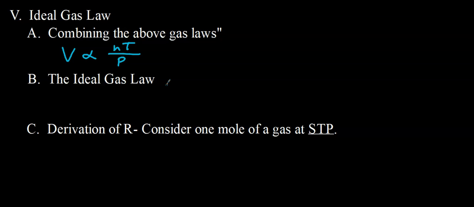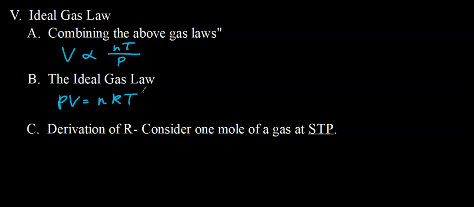pressure. So how do we turn a proportion into an equality? So volume is proportional to NT over P. How do we make that an equality? We're going to use something called a proportionality constant, or just a constant. So I'm going to rearrange it. So we'll put P next to V. So P times V equals NRT, R being our proportionality constant.